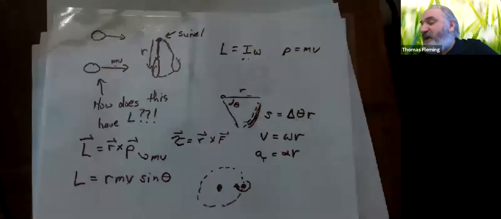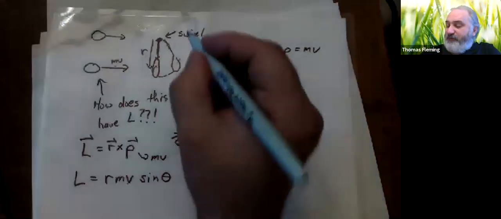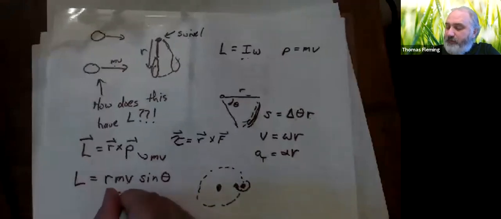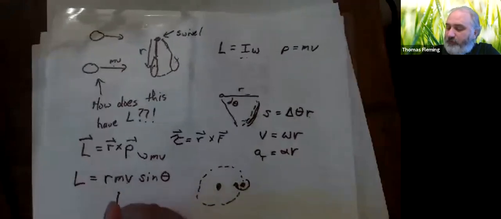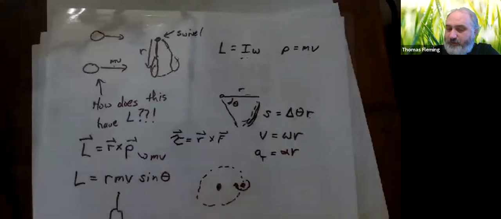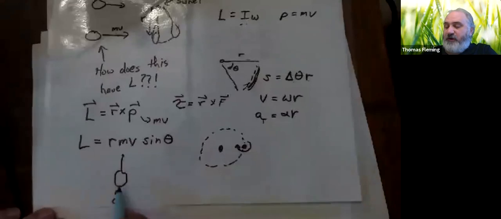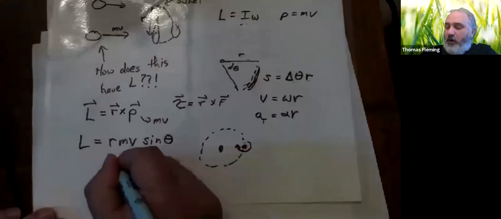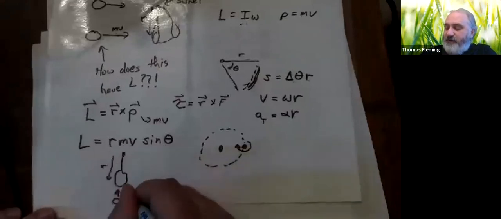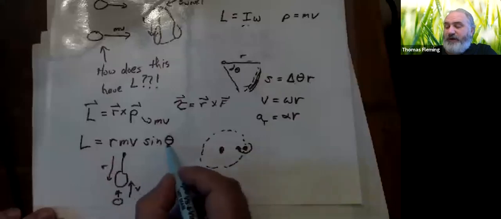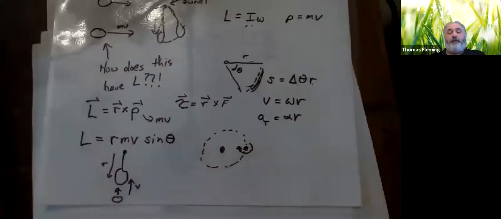It also matters what direction I hit, because what if, here's my swivel, what if the baseball comes in from that direction and strikes here? Well, now R is that direction, V is that direction. The angle between R and V is 180 degrees, but the sine of 180 is 0. So I would get absolutely no motion from that.